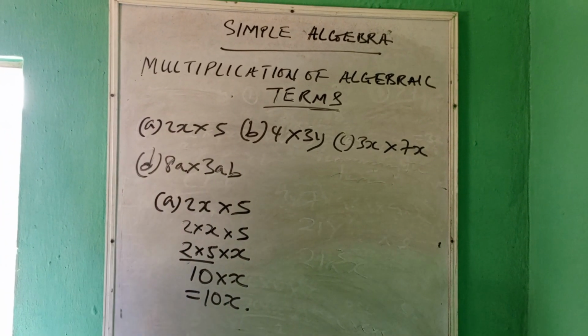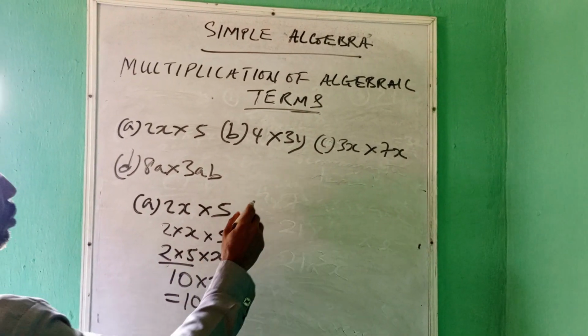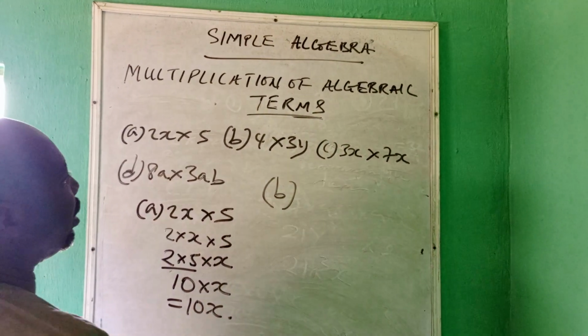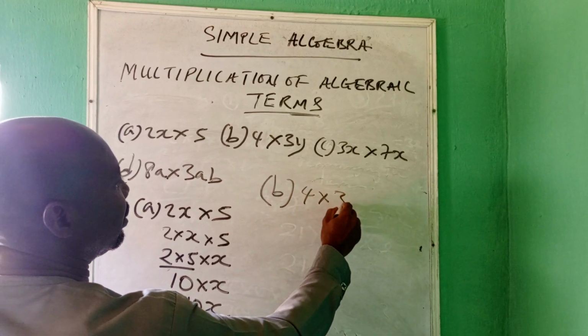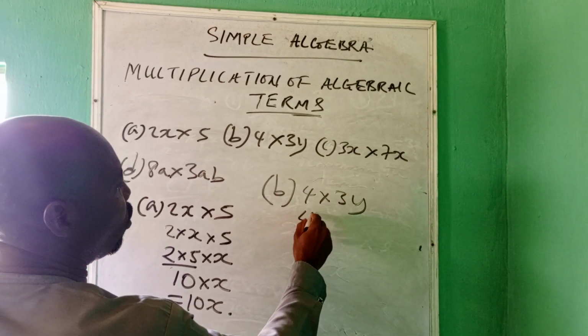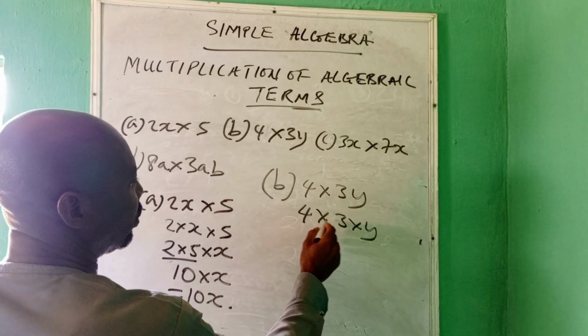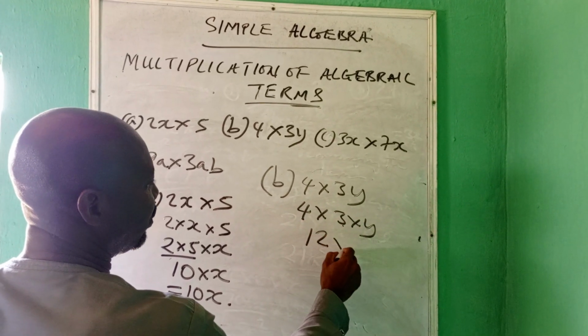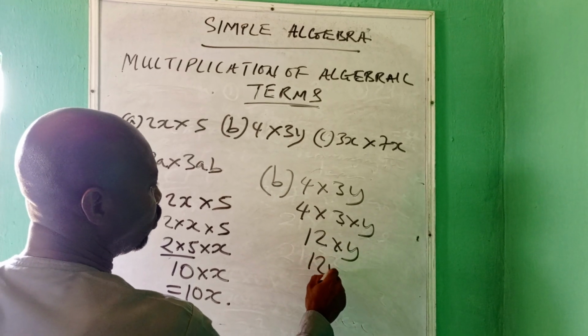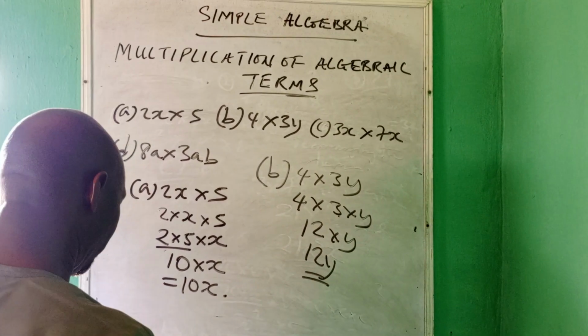That is for A. If we go to B, we have 4 times 3y. That is 4 times, you expand this, 3 times y. 4 times 3 now gives us 12 times y, and this gives us 12y.